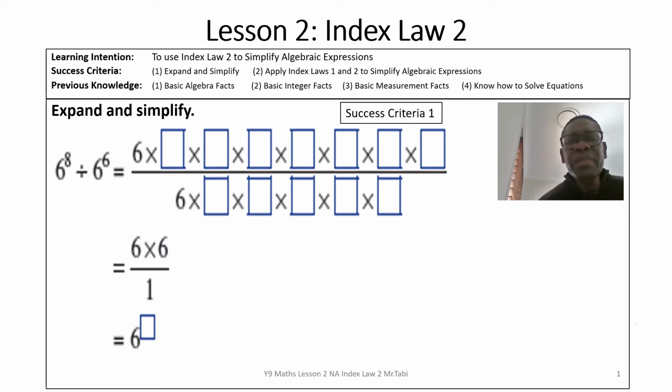Good day, Year 9. Today, we're focusing on our second lesson on index laws. We'll be focusing on index law 2.